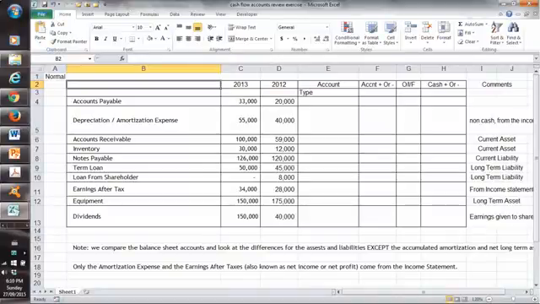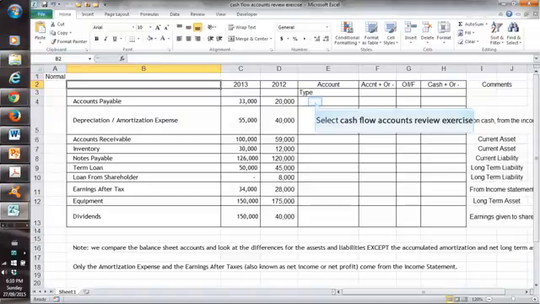Okay, quick quiz on some of the things we did with the cash flow statement. So, accounts payable, 2012, 2013. First of all, I want to know what account type it is. Then I want to know whether the account went up or down. Then I want to know whether it's operating, investing, or financing. And then I want to know if the cash went up or down.